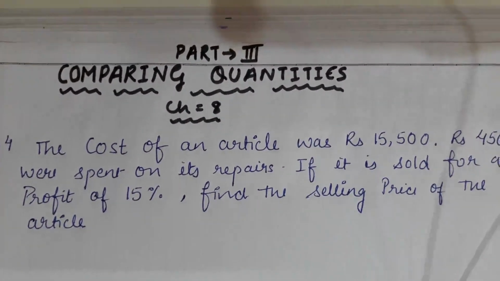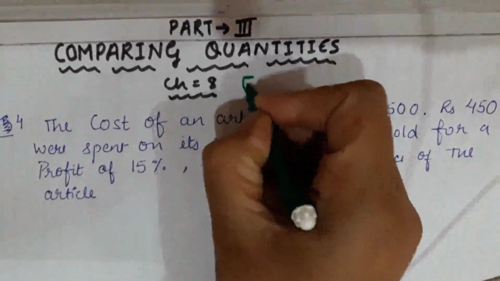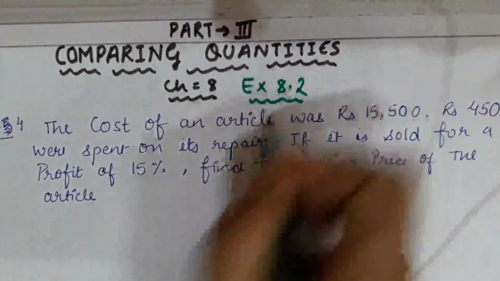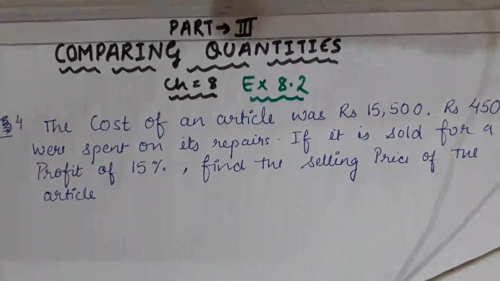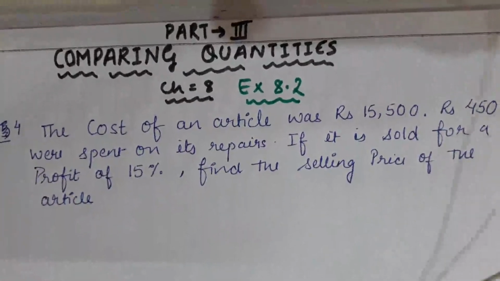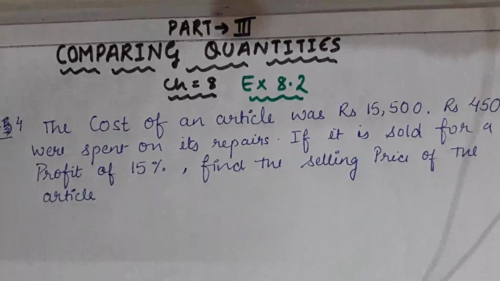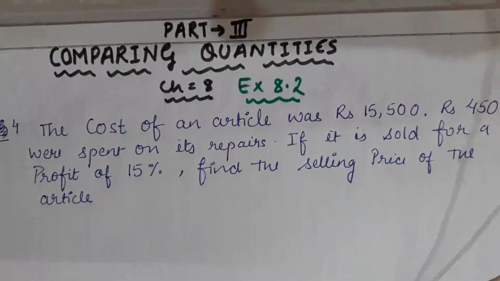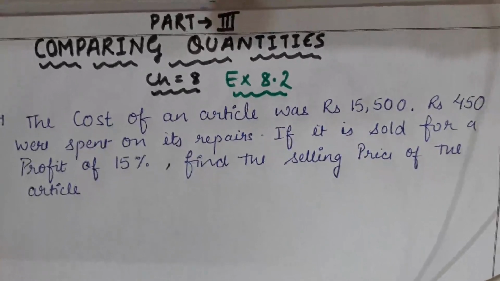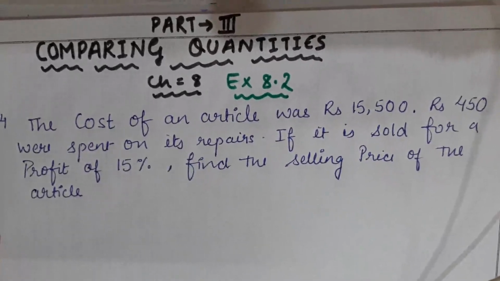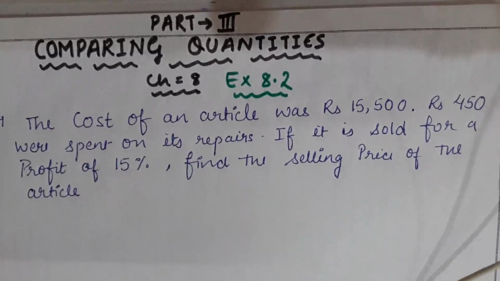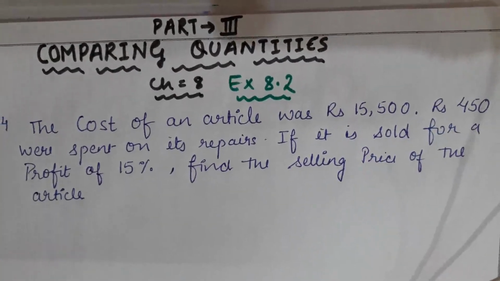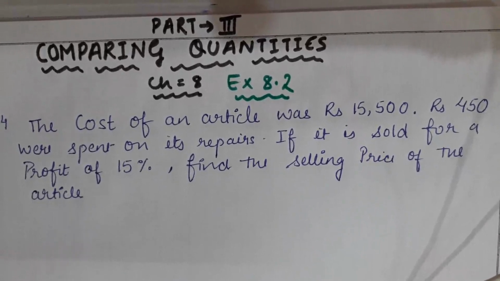So, this is exercise 8.2, question number 4. The rest, question number 1, 2, 3 we have discussed in the previous video. So, let's start with question number 4 from exercise 8.2. See, question number 4 is: the cost of an article was 15,500 and rupees 450 were spent on its repair.